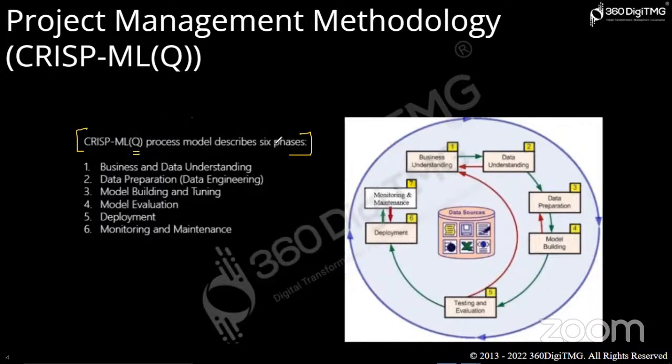Let us see how. Okay, so we have 6 different phases in CRISP-ML(Q), and the first stage is nothing but business and data understanding. And the second stage is data preparation. Third stage is model building and tuning. Fourth stage is model evaluation, and the fifth stage is deployment. The final stage that we have is monitoring and maintenance.